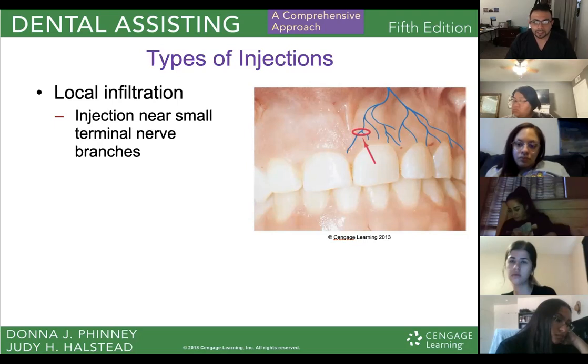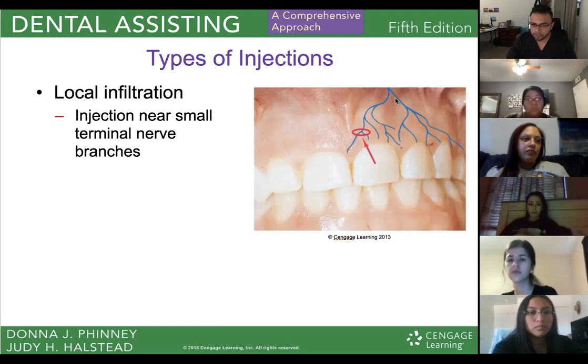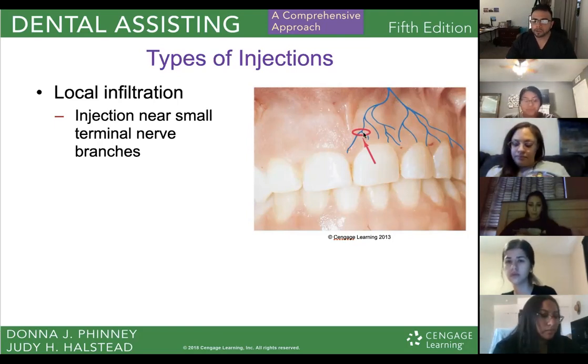So this is an injection site near the terminal nerve branches. If you look closely at these little blue lines indicating where the nerves would go, the terminal branches are the ones that branch out just before they hit the tooth. Okay, so remember the location of that little circle.